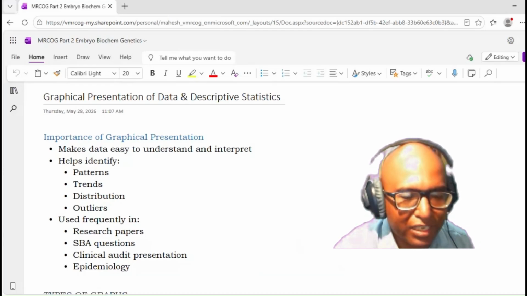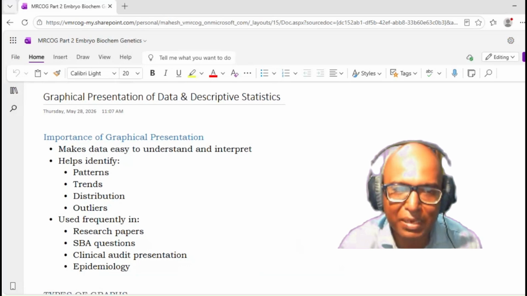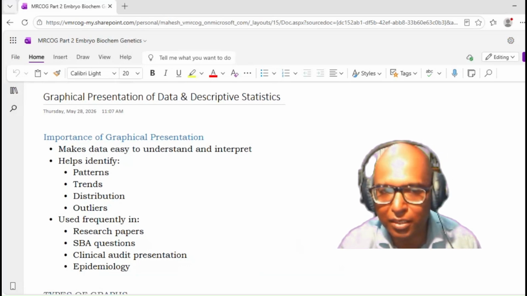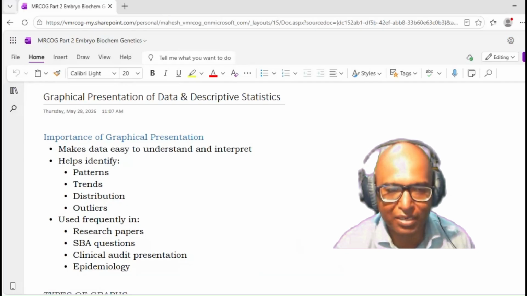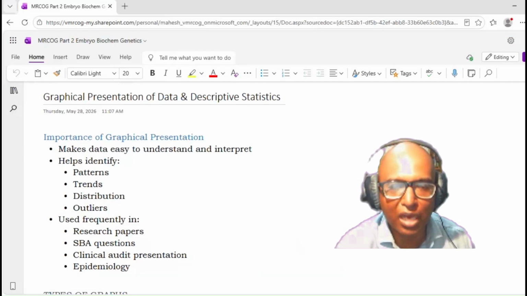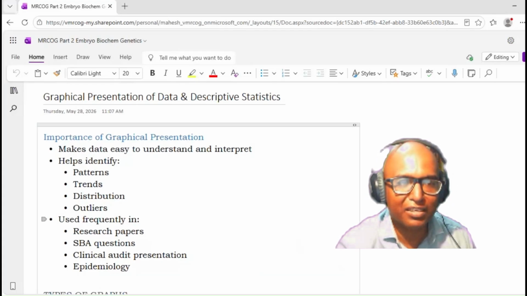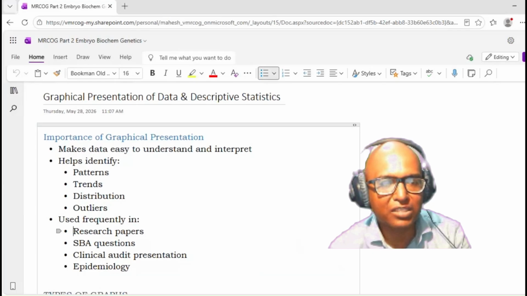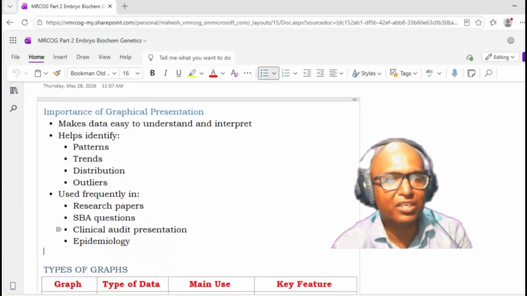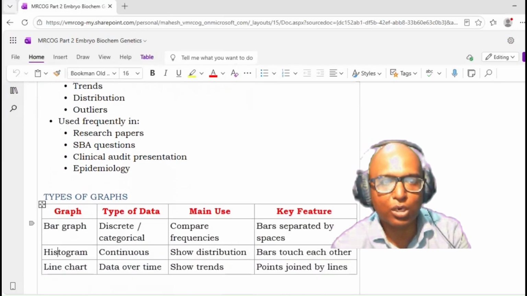Now, what is the importance of graphical presentation? It makes data easy to understand and interpret. Once you put it in a graphical presentation, it helps to identify the patterns, trends, distribution, outliers, etc., and is used in research papers. Even there are many SBAs which are asked on this graphical presentation. It is useful in clinical audit presentations, and in epidemiology it has a lot of uses.